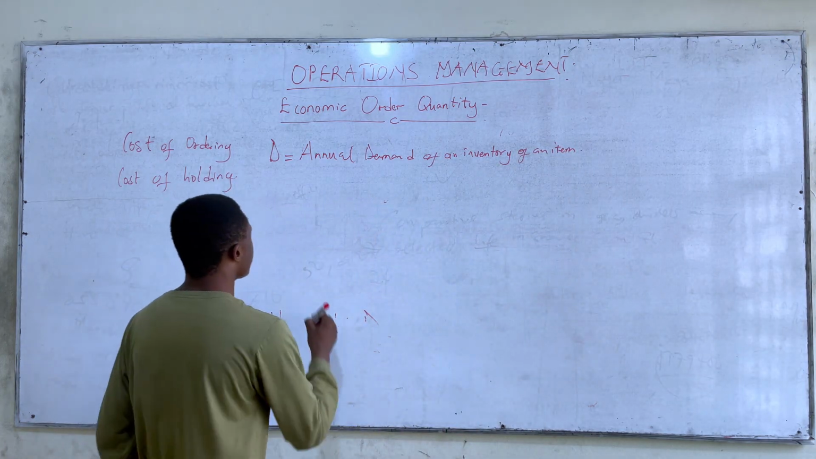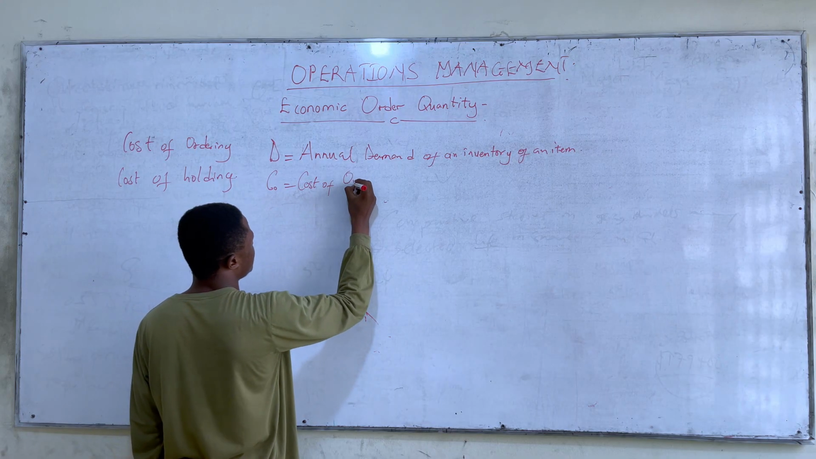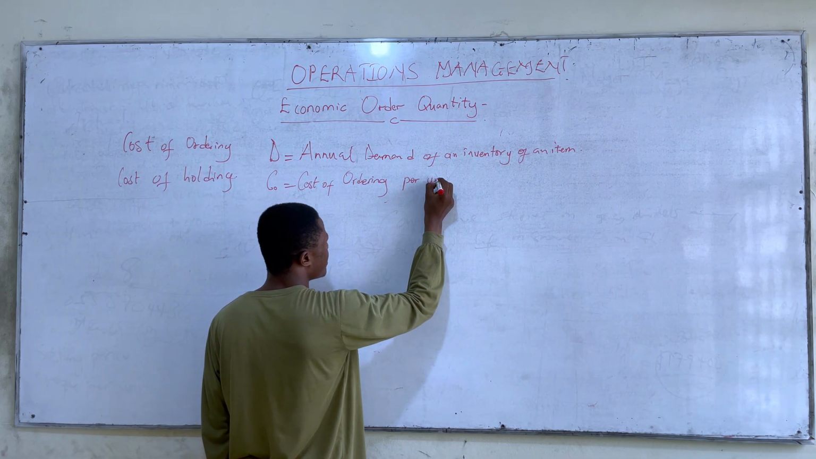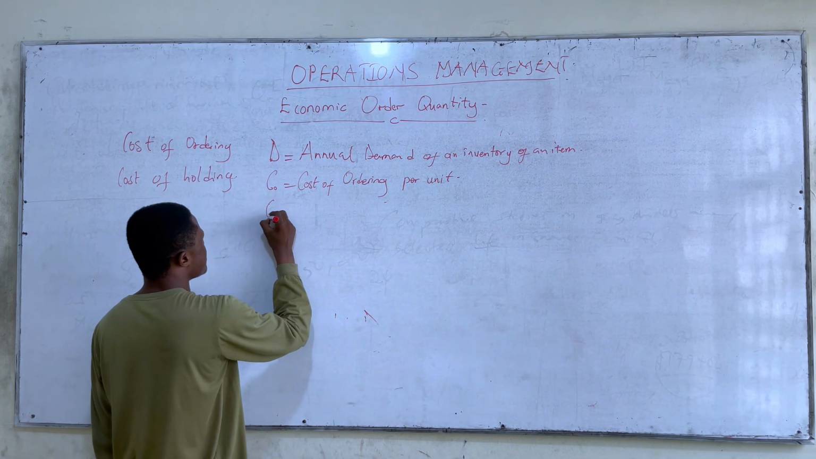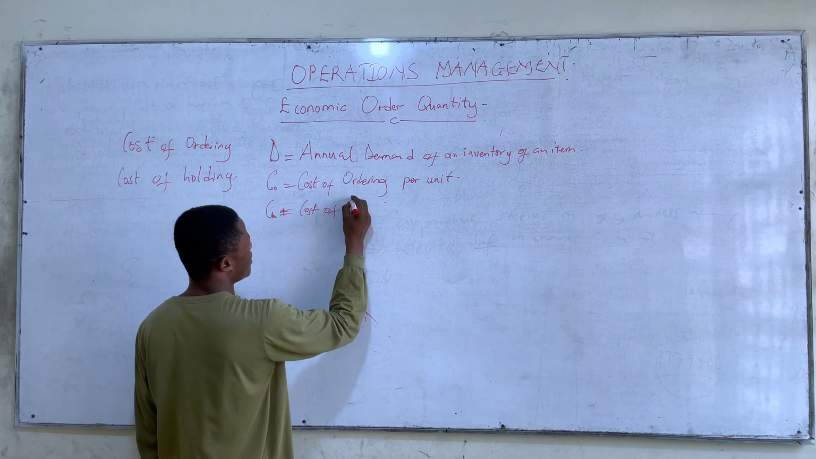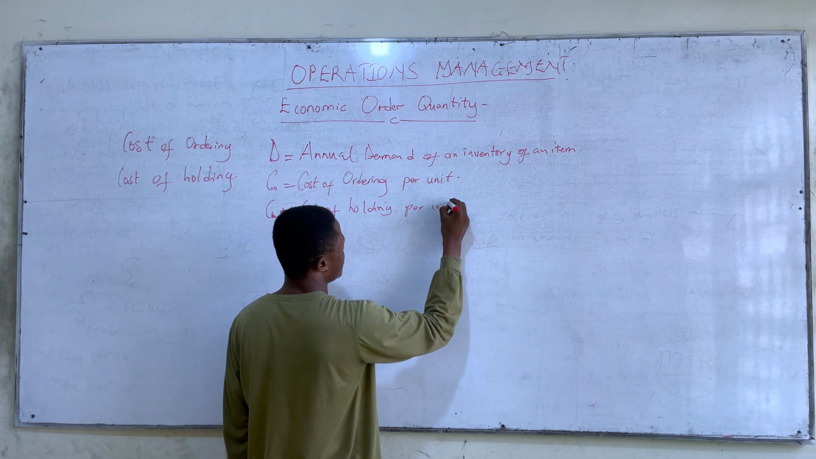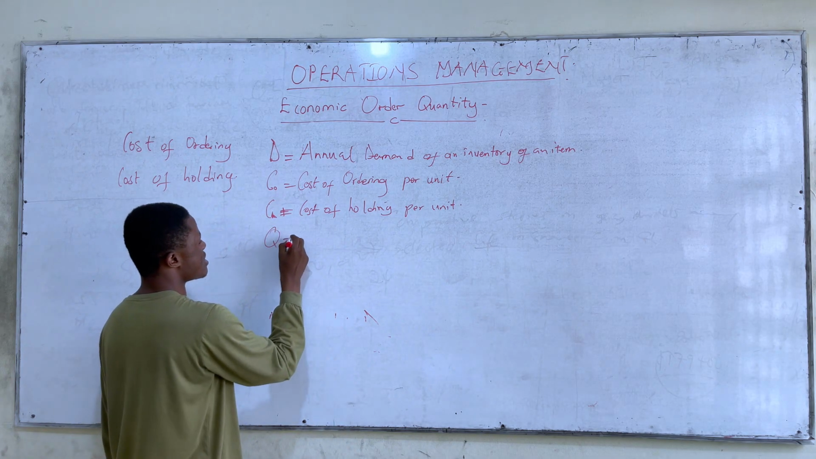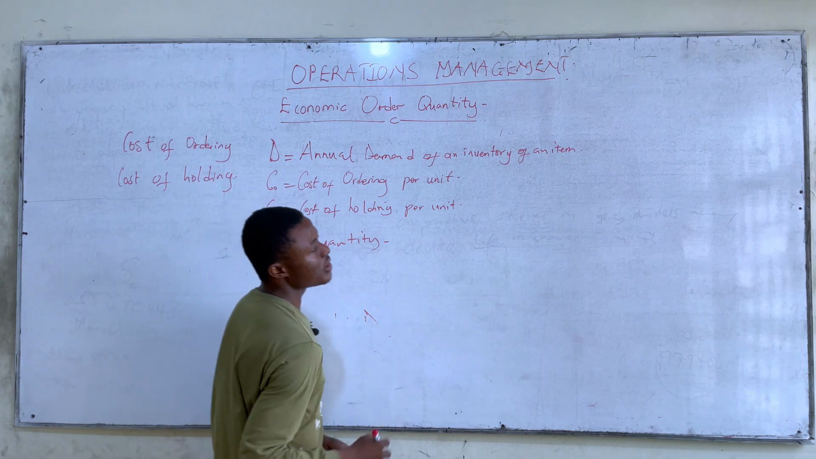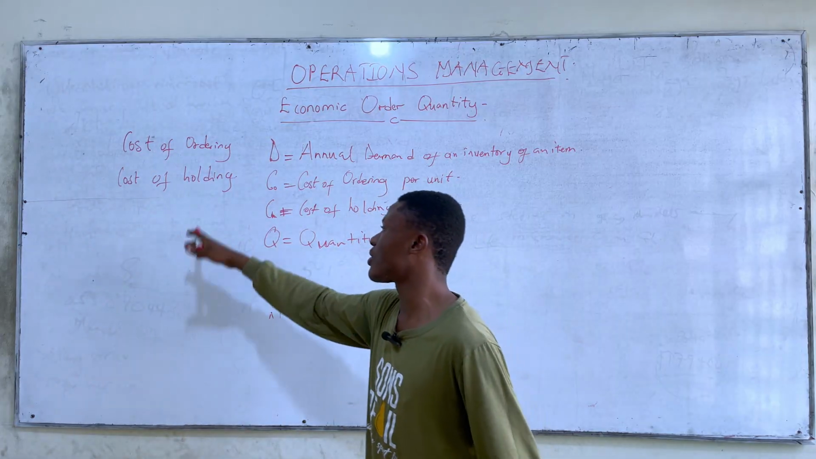Are we good? And then when you see CO, it means our cost of ordering per unit. And then our CH is also the cost of holding per unit. And then when you see Q, which is quantity. Are we good? Great.